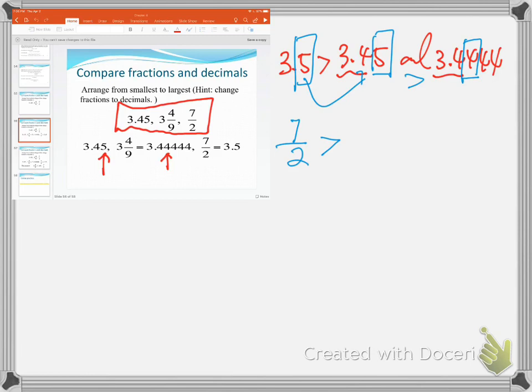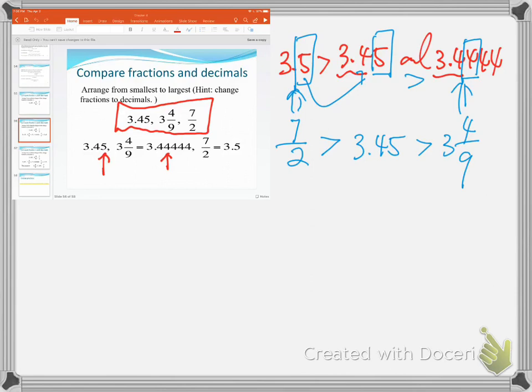Is bigger than 3.45, and then is bigger than this, makes the number. Okay, so the idea is we change all the fractions to decimals, and then we can compare decimal numbers. So now the problem you may have is how to get these decimal numbers.